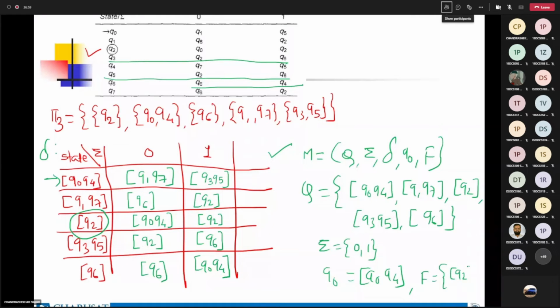Understood? Any doubt, students, within this? No doubt. Everyone understood? So how to find out the equivalency? Can anyone tell me?